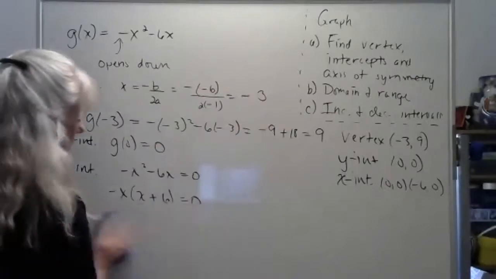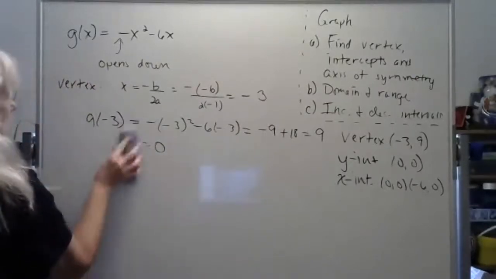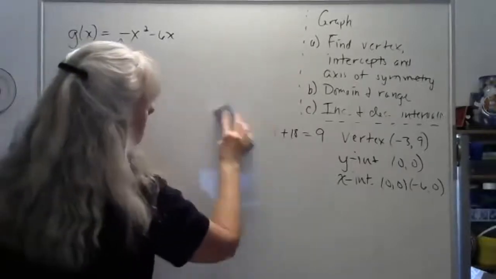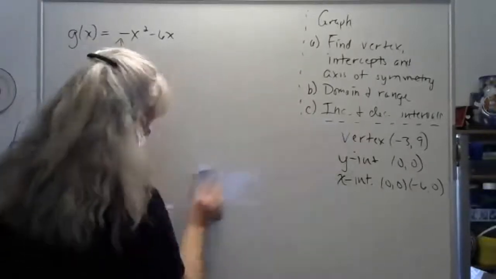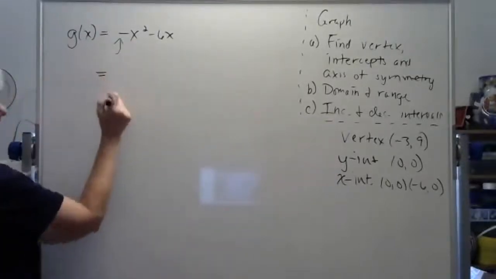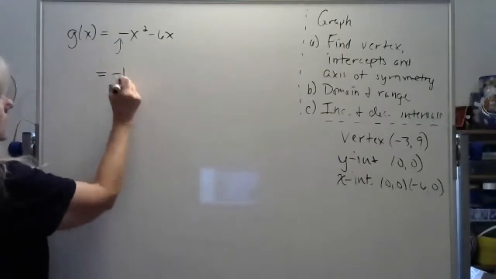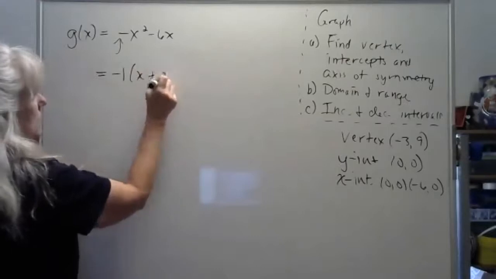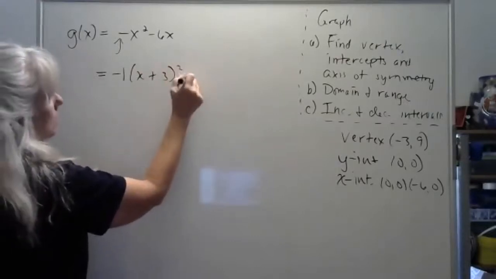One of the things I'd like to do, and I forgot to do this on the other one, is what we now know is that this is actually equal to, in vertex form, a -1 times x, and now I'm going to pick up that vertex, plus 3 quantity squared, and then plus 9.